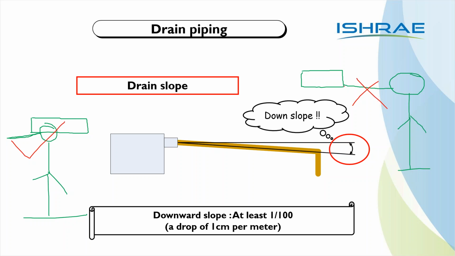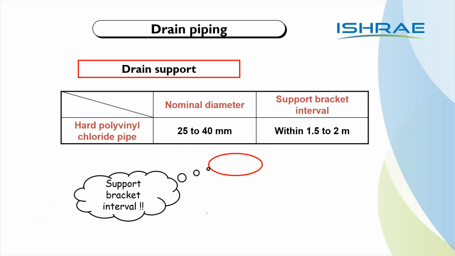Now, if you do this wrong, the water will come back into the unit here. This will result in water leak. So maintain the slope. It is very, very important for you to maintain the slope. If you do not maintain the slope, it will result in water leak. You will never be able to solve this problem.